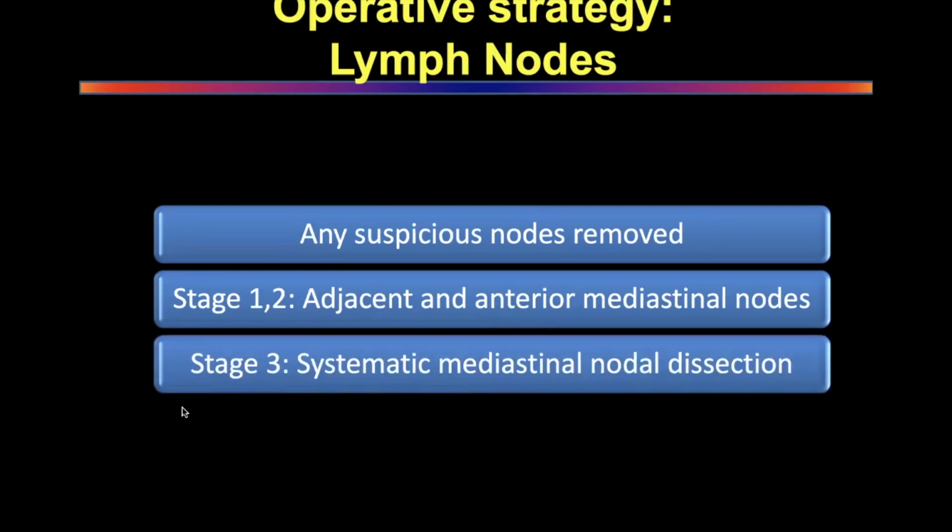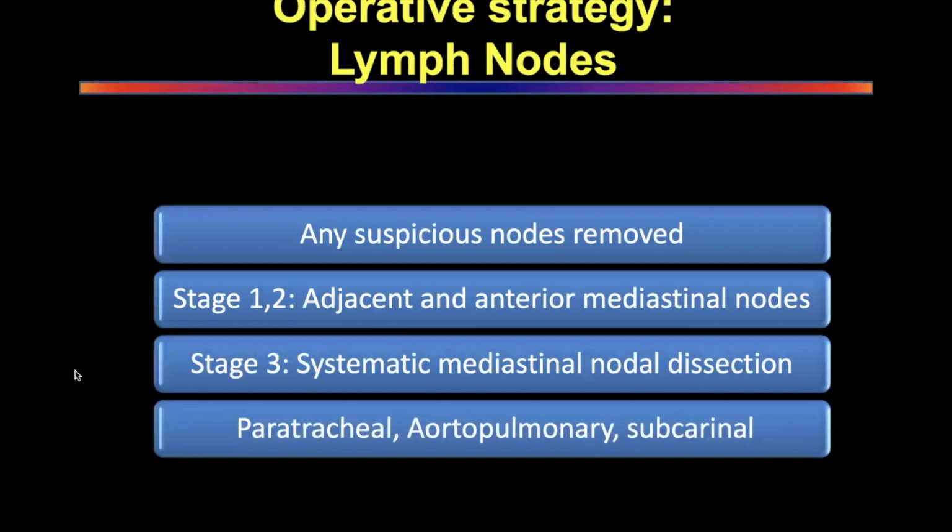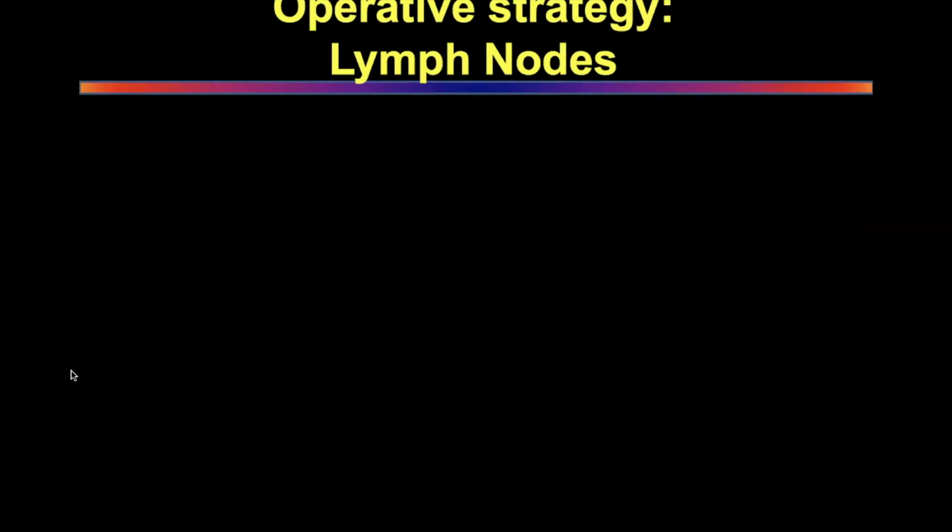systematic mediastinal nodal dissection is mandatory because you need to stage this tumor accurately and you need to find out. Remember, I told you that the moment it becomes a lymphatic spread, it becomes stage 4. So you got to be very clear that you need to document this. And the nodes that we go for are the paratracheal, the aortopulmonary, and the subcarinal. These 3 stations have to be taken out in stage 3 thymomas, at least as far as possible.